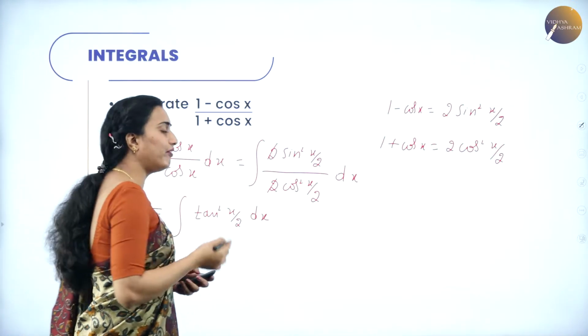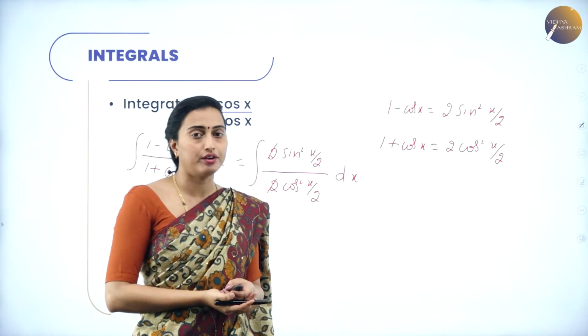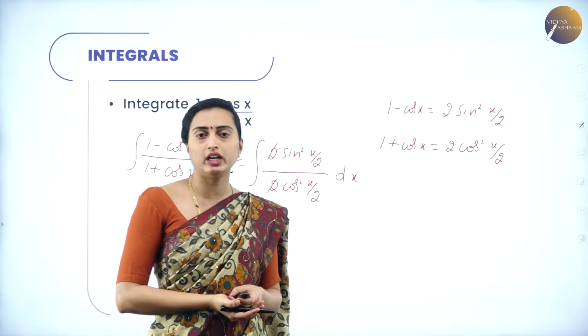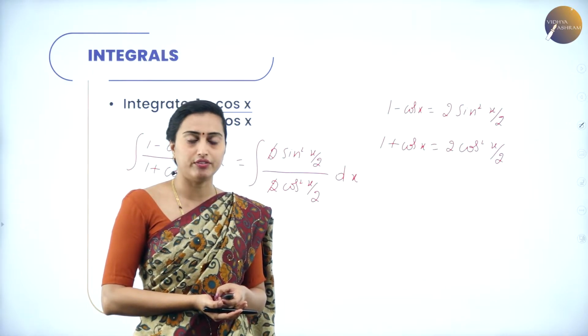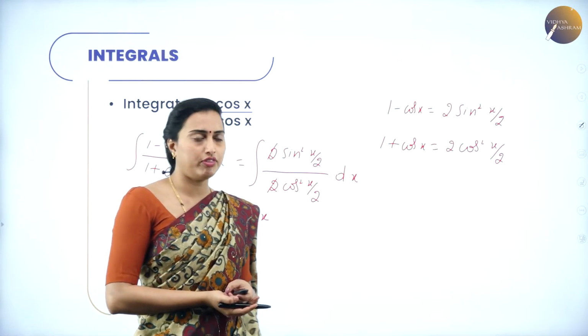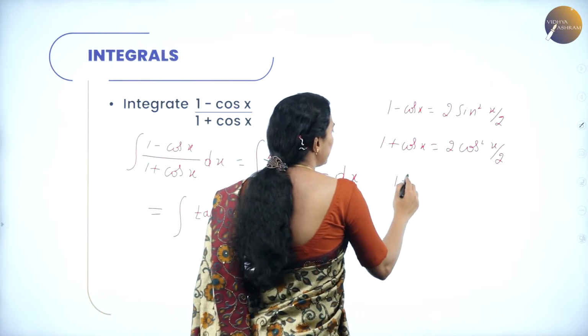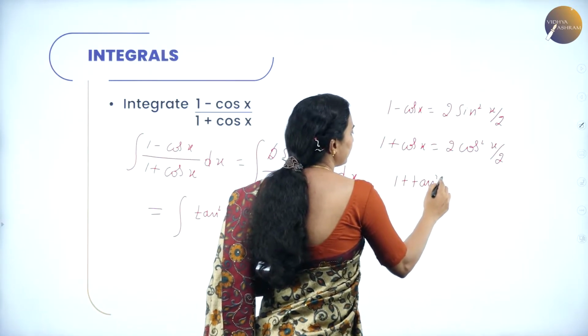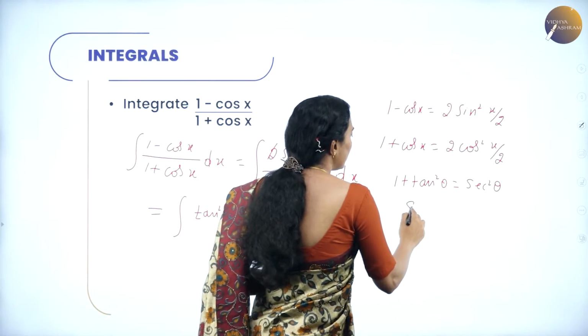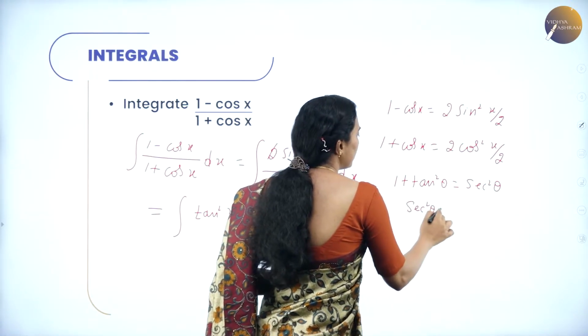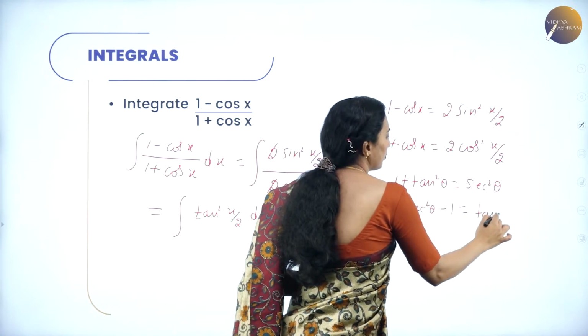Now, you do not have direct integration for tan squared, but you are having for secant squared integration. Always secant squared theta integration is tan theta. Therefore, reducing to the form of that, you know already 1 plus tan squared theta is equal to secant squared theta. Otherwise, secant squared theta minus 1 can be written as tan squared theta.